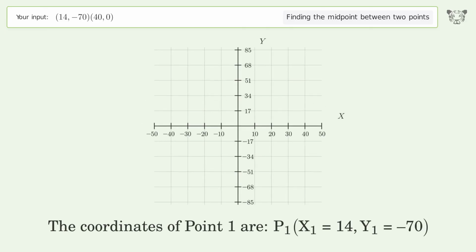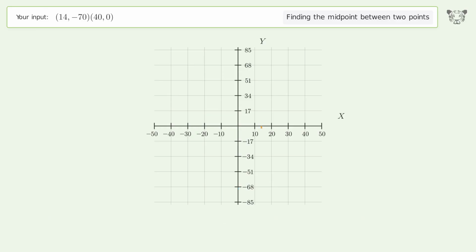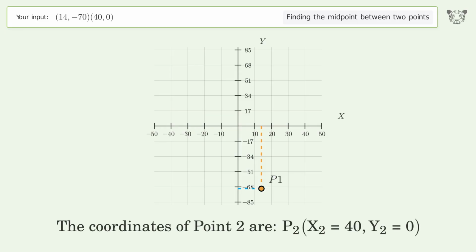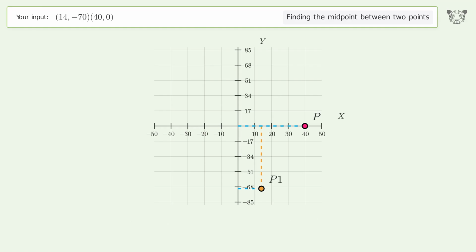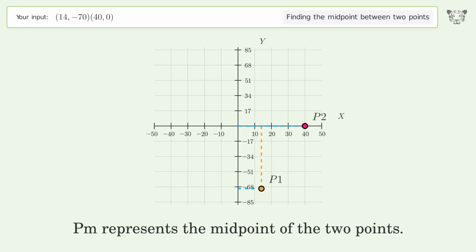The coordinates of point 1 are, x1 equals 14, y1 equals negative 70. The coordinates of point 2 are, x2 equals 40, y2 equals 0. PM represents the midpoint of the 2 points.